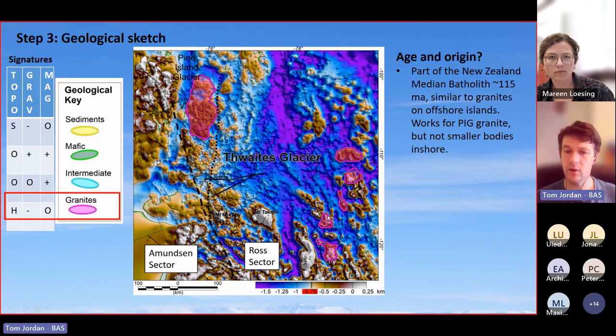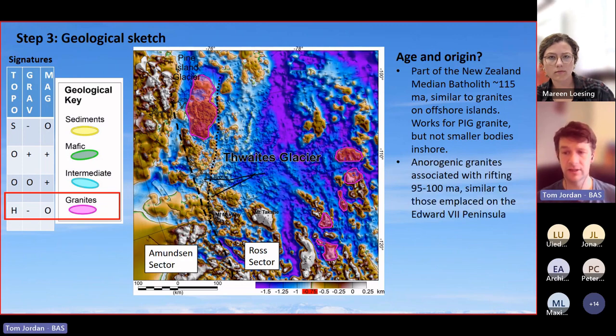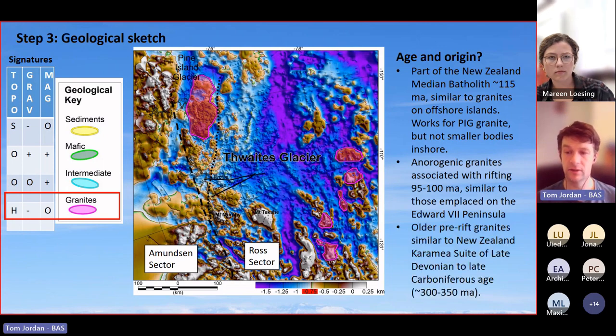These other granites are quite a long way inboard from where we think the Amundsen sector is. So it's unlikely they are part of the Median batholith. So it makes it a bit more complicated. They could be anorogenic granites associated with rifting, similar to Getz Peninsula further south, the other side of Marie Byrd Land, or potentially they could be older pre-rift granites, similar to the New Zealand Paparoa suite. So these are late Devonian to late Carboniferous age granites. These were associated with a quite far pre-rift subduction system.